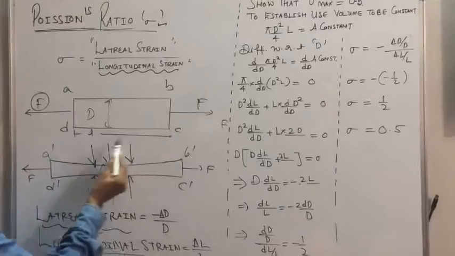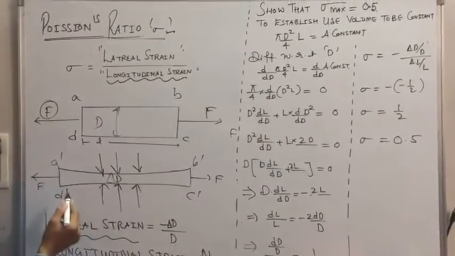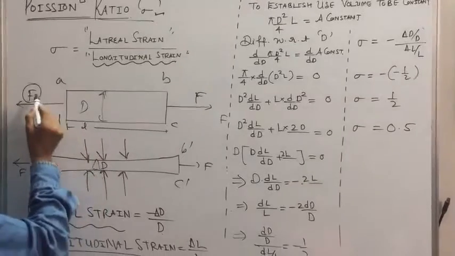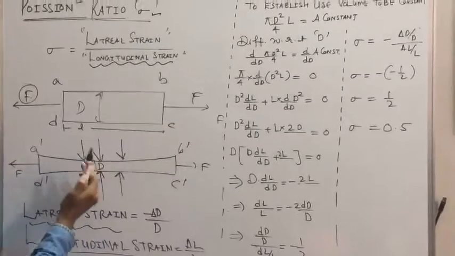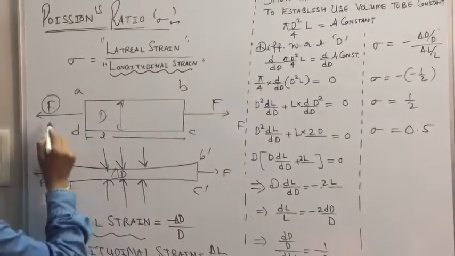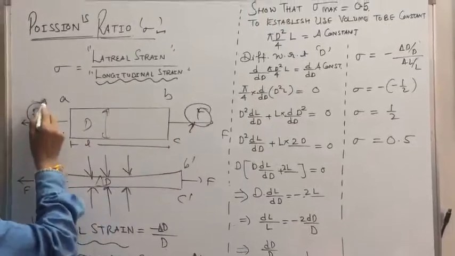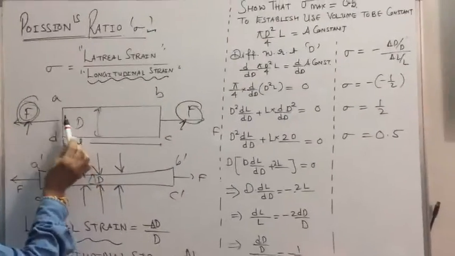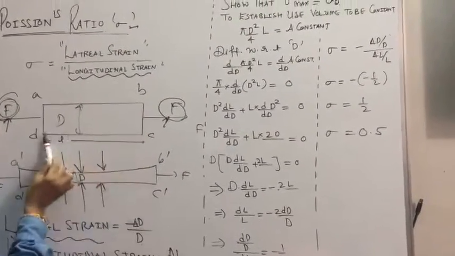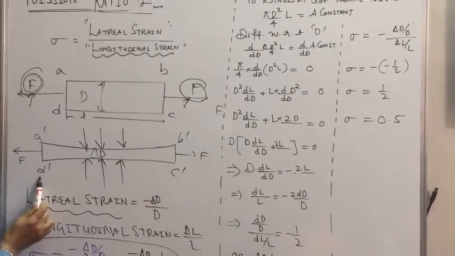Consider a material. Say this is a material ABCD, and we apply tensile force in both directions, in opposite directions. Of course, if this is action, then this is reaction. So you will find A, B, C, D becomes A dash, B dash, C dash, D dash.